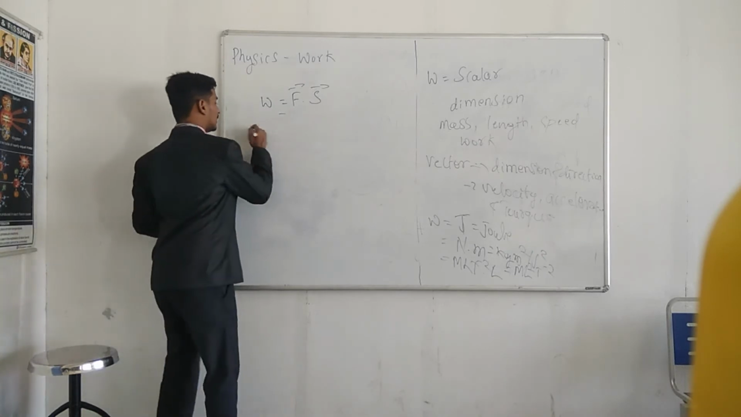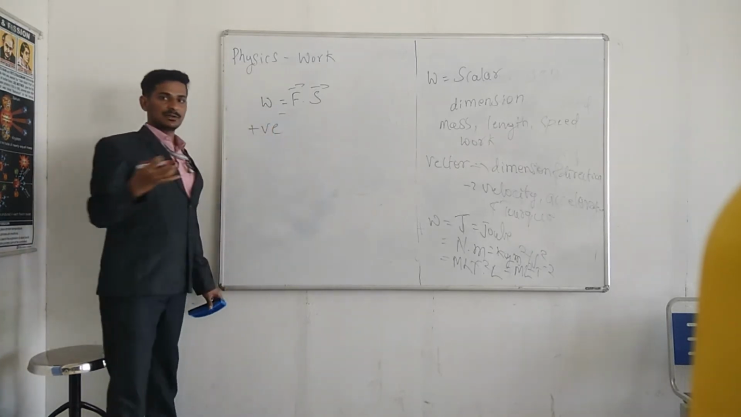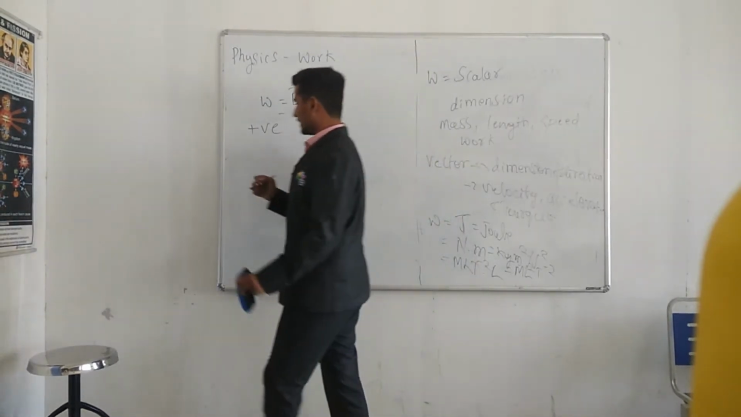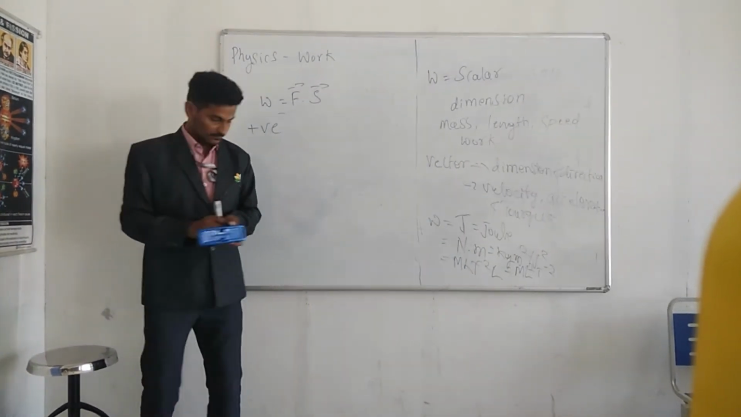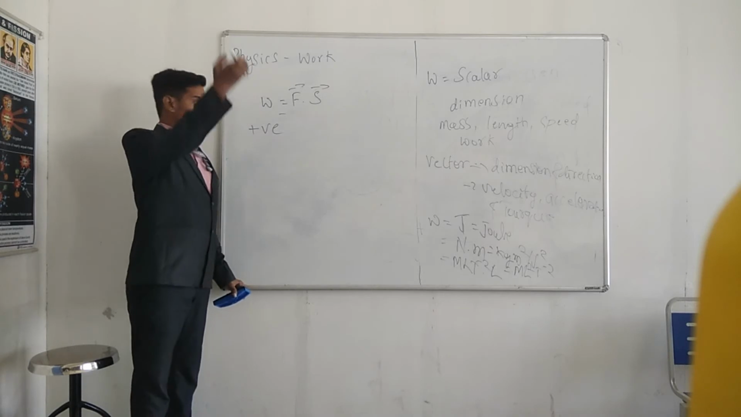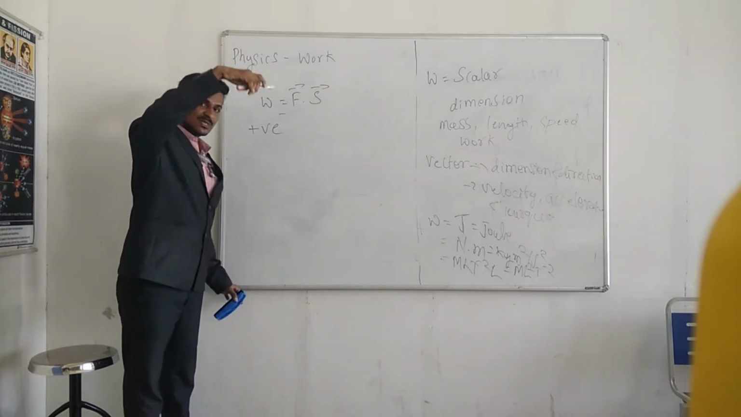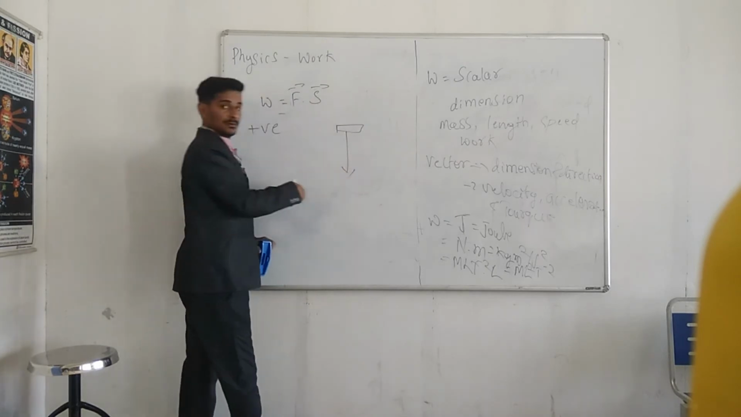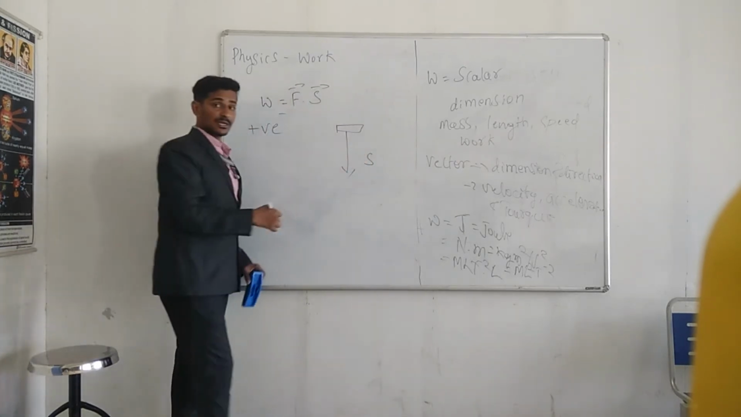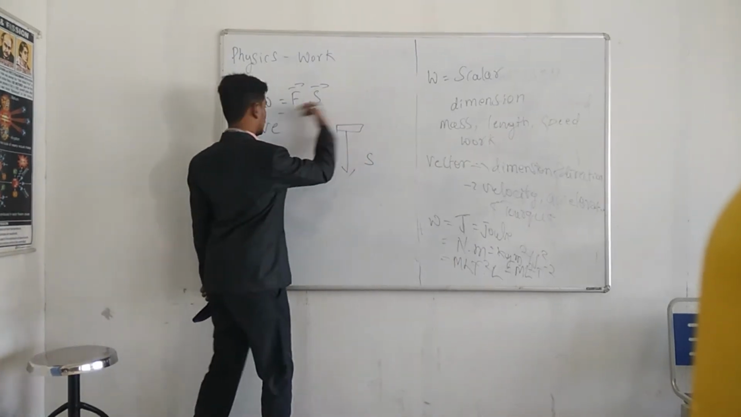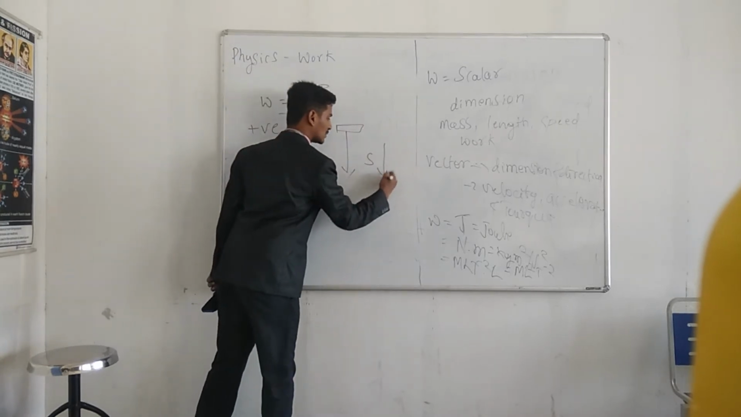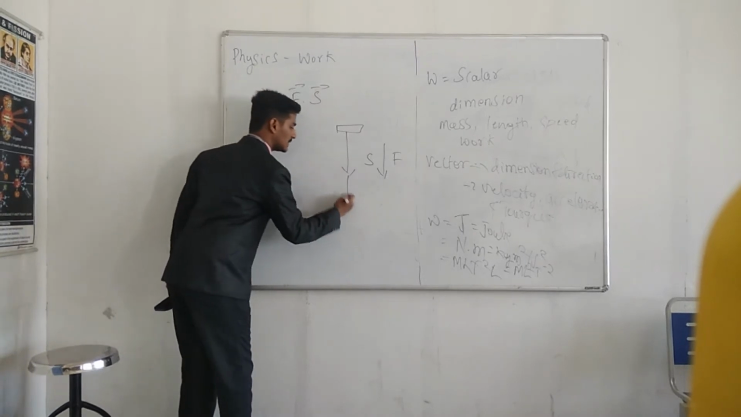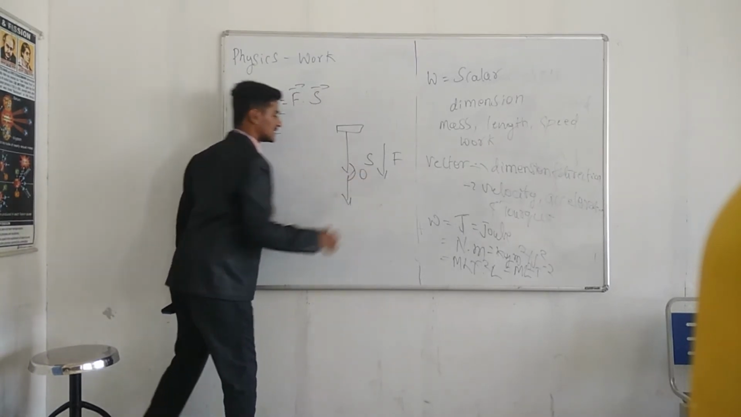Now, when will work be positive? I'll try to explain these two cases in terms of gravitational force. When I take this marker, if I lift the marker up, or if I leave this marker down, now you see the marker is falling down, the displacement is in the downward direction, and the gravitational force is also in the downward direction. So what is the angle between them? Of course, the angle between them is 0.